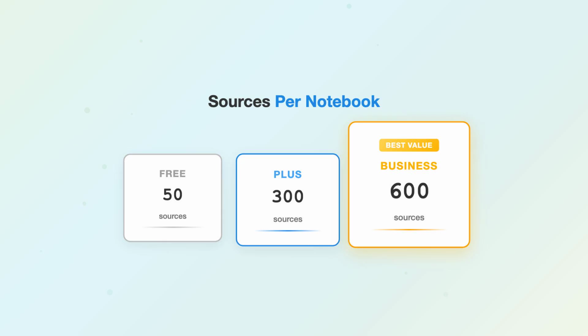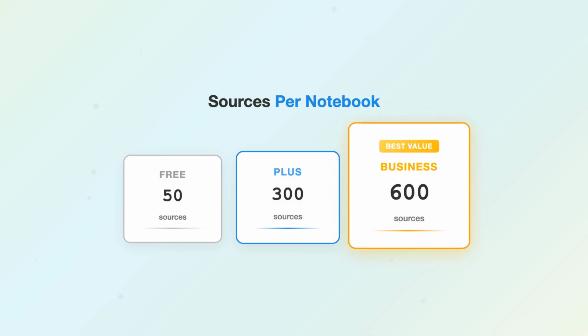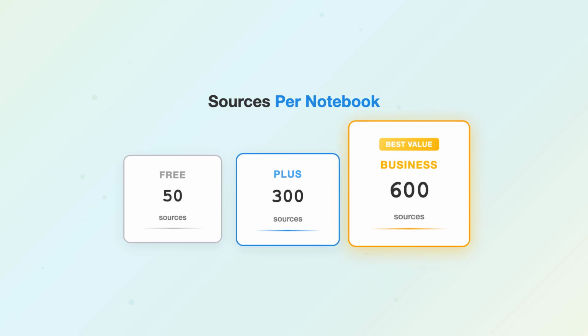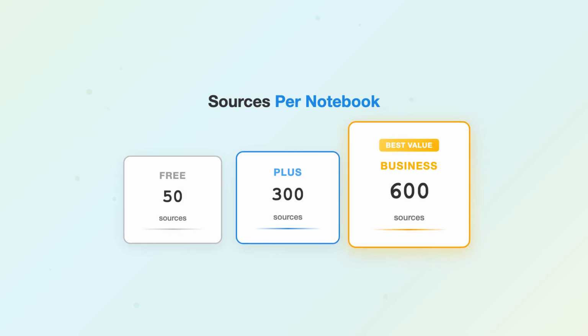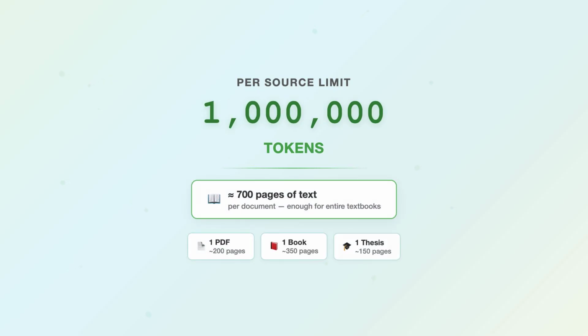On the free plan, you get 50 sources per notebook. Pro users get 300. Ultra goes up to 600. Each source can be up to 1 million tokens, about 700 pages of text. That means a single notebook can hold thousands of pages of research, all instantly searchable.